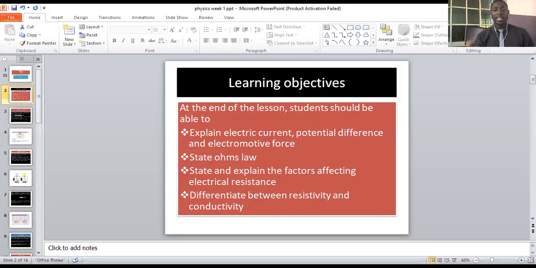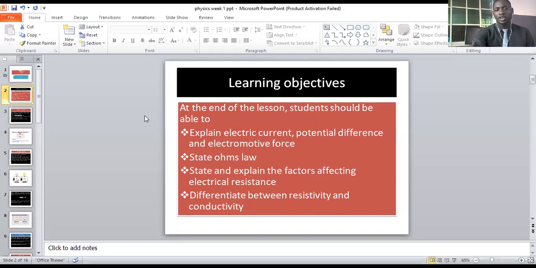The learning objective. At the end of this class, students should be able to explain electric currents, potential difference, electromotive force, state Ohm's law, state and explain factors affecting electrical resistance, differentiate between resistivity and conductivity. These are what we will be looking at in the concept of electricity. I would like to tell you that electricity is the flow of electric current, the passage of electric current in a circuit.